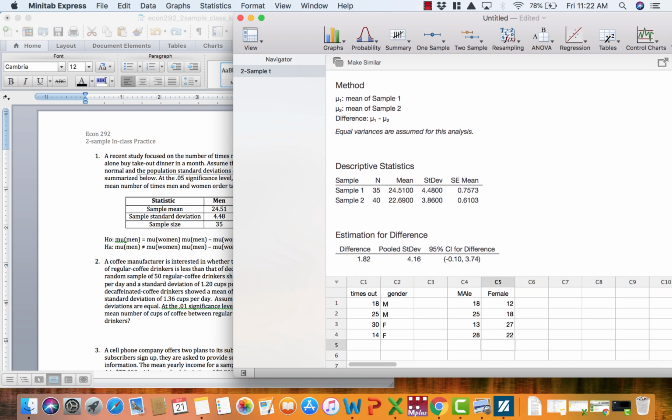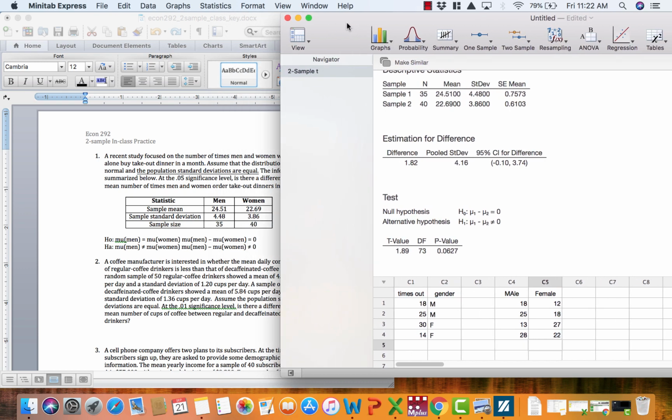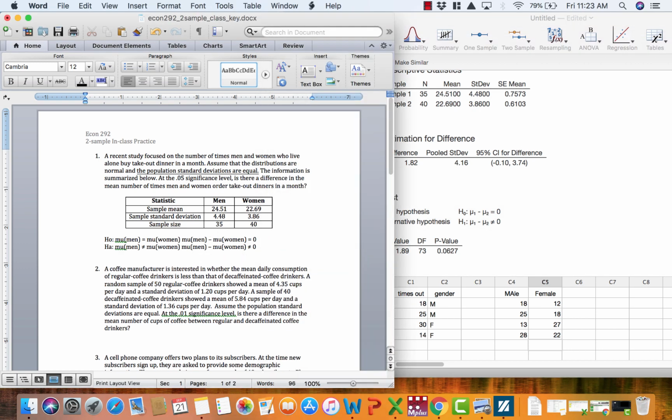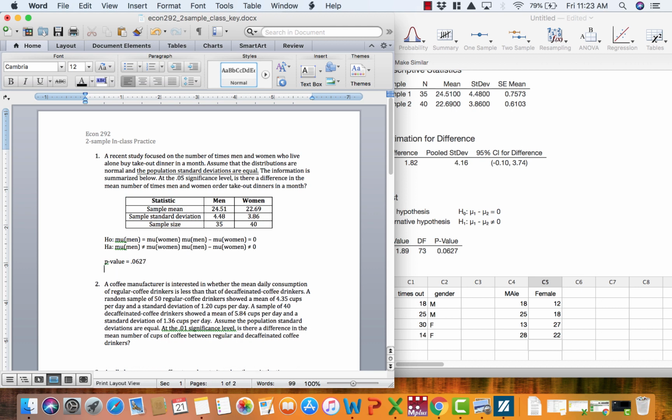All right, we can scroll down to our test, and we see that Minitab is doing, remember, for our test, 1 was men and 2 was women. So it's doing mu men minus mu women equal to 0 versus not equal to 0, which is exactly what we have here. All right, and so then part B is going to say, well, what is your p-value? So you're going to say, all right, well, my p-value equals 0.0627.